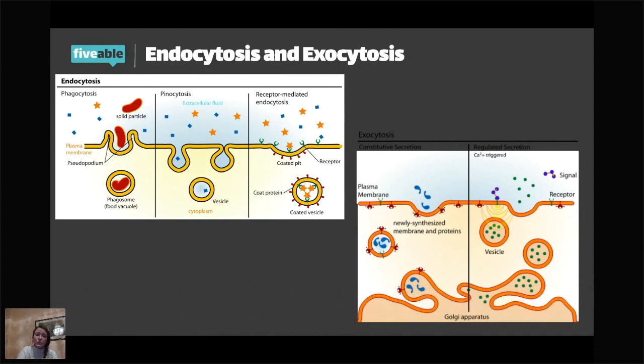Okay, so those are our major transports. So far we've gone through the major organelles. After endocytosis, where would the vesicles go? Oh, that's a really good question. It depends on what they're carrying. For the most part, they're probably going to fuse with a lysosome to break down.